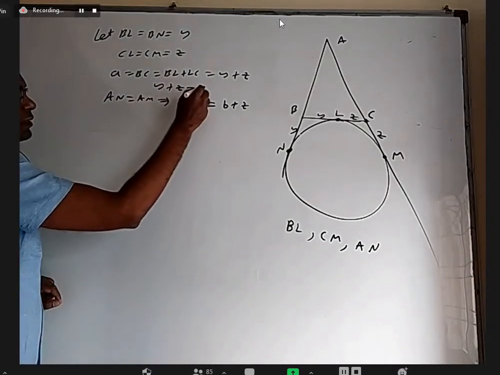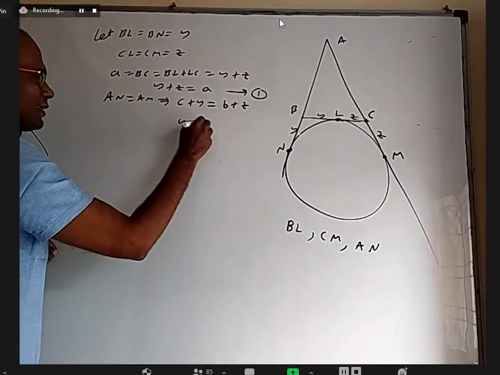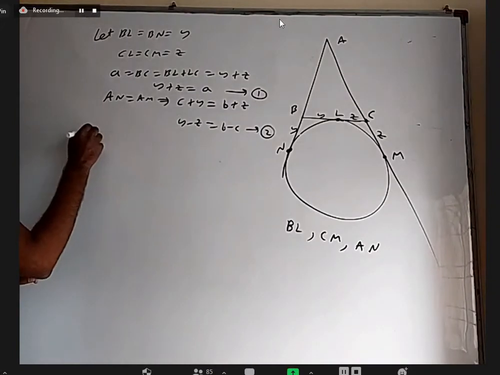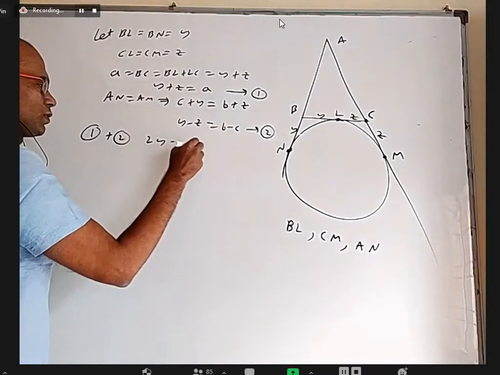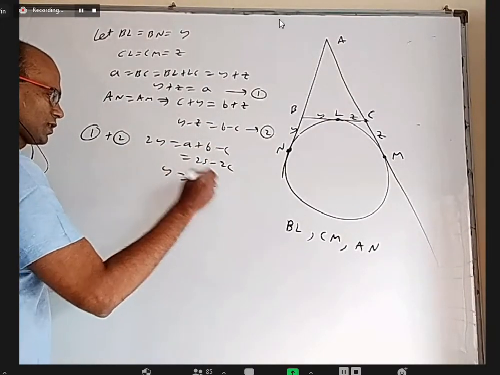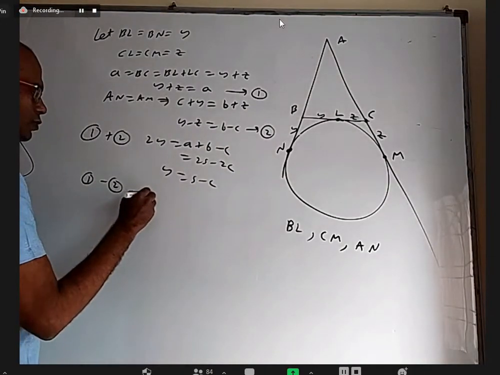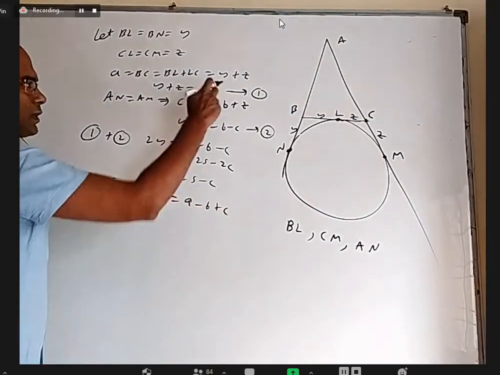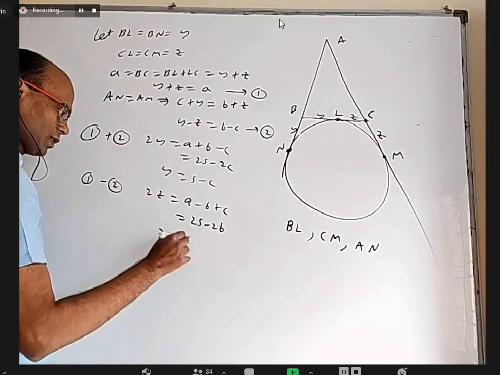Y plus Z is equal to A, equation 1. Y minus Z equal to B minus C, equation 2. If we take equation 1 plus equation 2, 2Y is equal to A plus B minus C, which is 2S minus 2C, so Y is S minus C. Equation 1 minus equation 2 is 2Z equal to A minus B plus C. From this I am subtracting this. That is 2S minus 2B, so Z is S minus B.